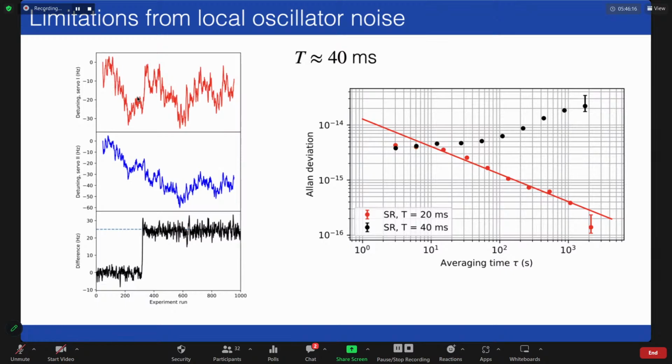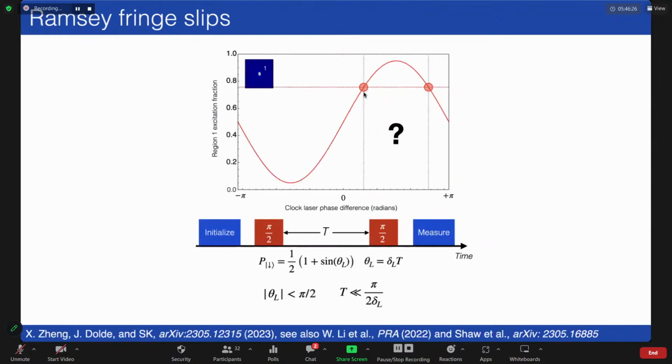And then at a certain point, one jumps with respect to the other. And we plot the difference between these two locks. You can see that you have this big jump in frequency. And what this corresponds to is what's called a phase slip or a fringe slip. Basically, if your local oscillator ever drifted by enough so that you end up over the hump of your Ramsey fringe here, you can't tell that happened. You get confused between measuring this excitation fraction and this excitation fraction. Those are the same, but they correspond to 2 different phases or 2 different detunings of your clock laser.